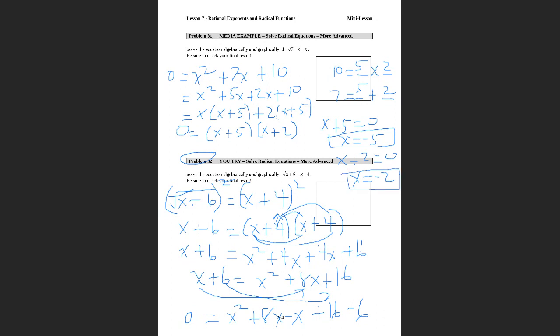But I've got to check, because in the end, maybe one of them might not work out. So I've got to check to make sure.